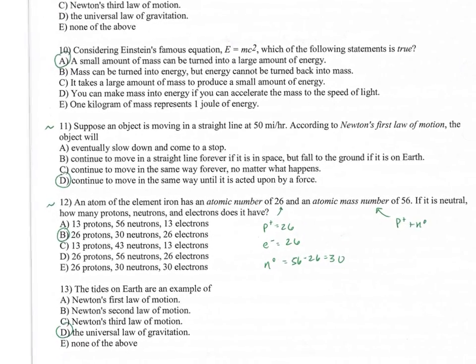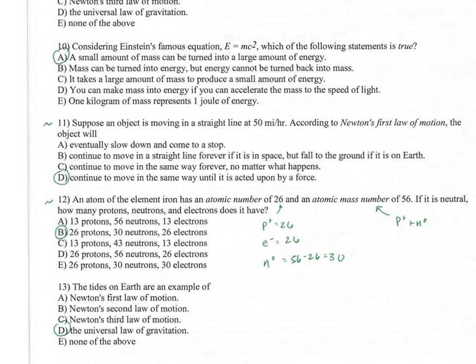Question 11 and 12, I have squiggly marks there, because I think the A was probably not worded as I would want it to be worded. Question 11 says, suppose an object is moving in a straight line. According to Newton's first law, the object will D, continue to move in the same way until it's acted upon by a force. I wasn't thrilled with the way the distractors, A, B, and C, were written.